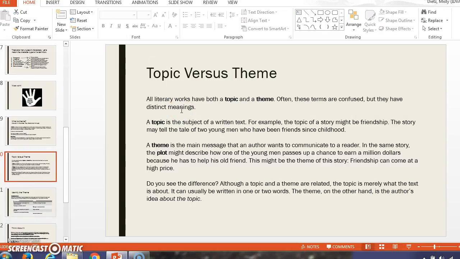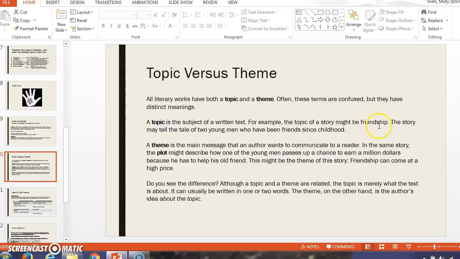All literary works have both a topic and a theme, so they're both in there. And like I said, oftentimes these are confused, but they do have distinct meanings. And again, the topic is the subject of the written text. So another example would be friendship. That would make a great topic for an essay or for a narrative or a story.